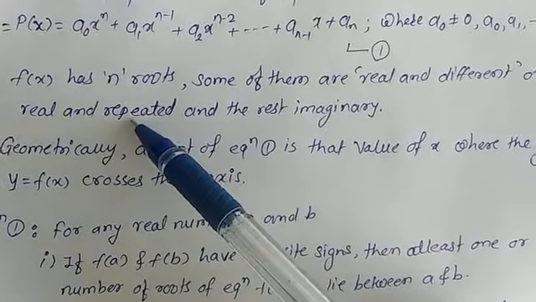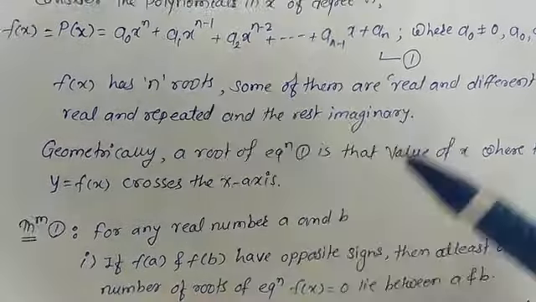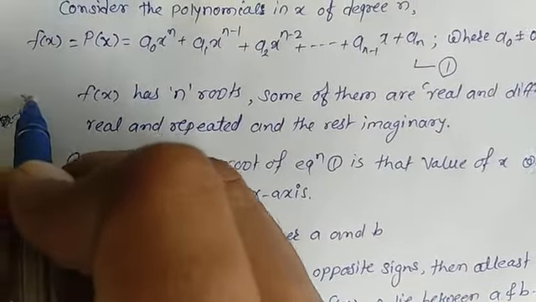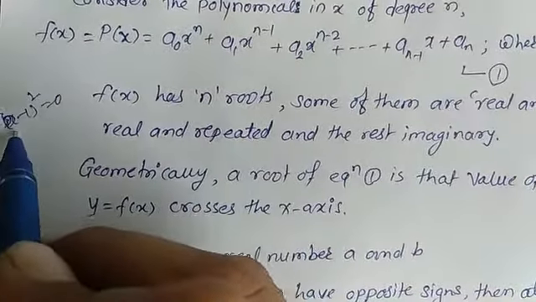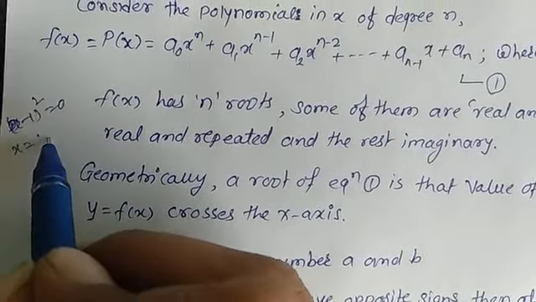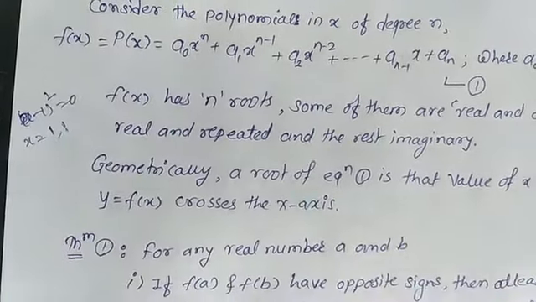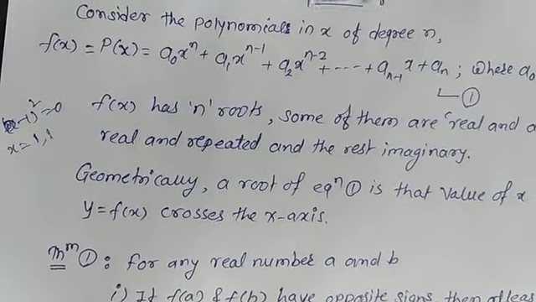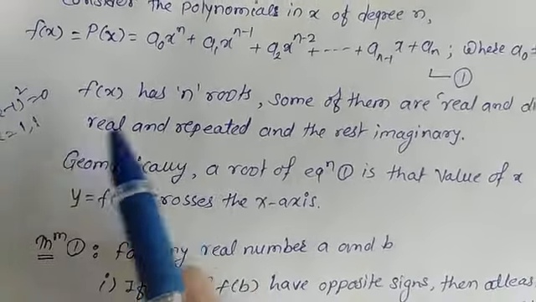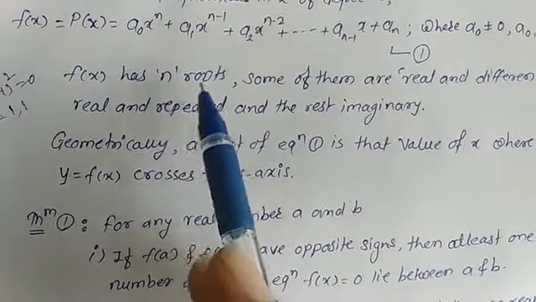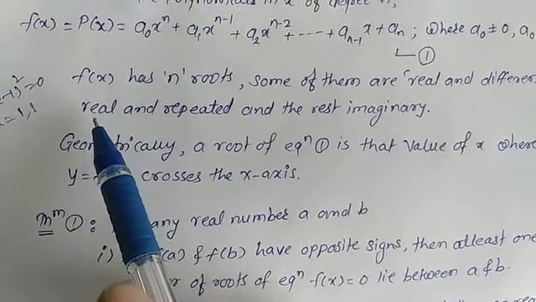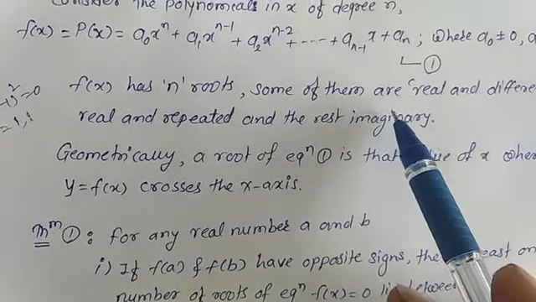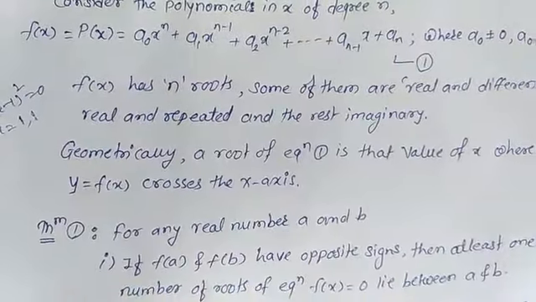For example, if you consider x minus 1 bracket square equal to 0, here x is equal to 1 comma 1 is the solution of the equation. So here 1 is repeated twice, which means 1 is a real number and it is repeated. So the second case will be real and repeated, and the rest are imaginary. That means it will be a complex number.